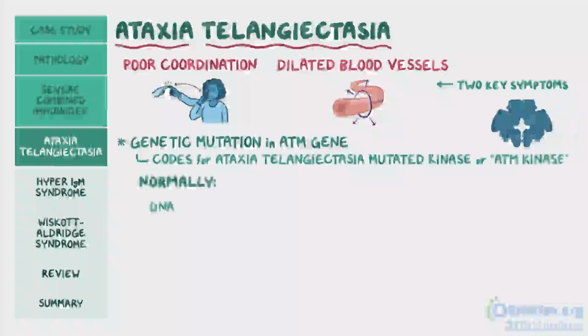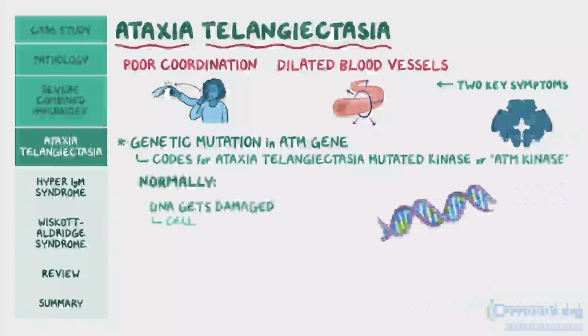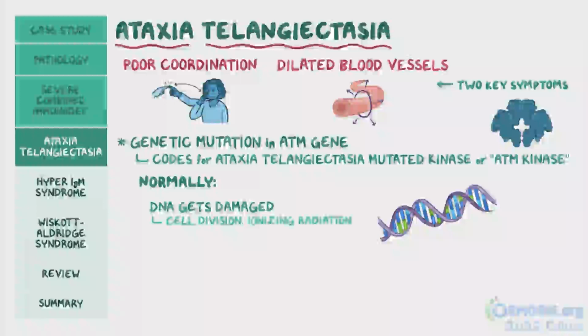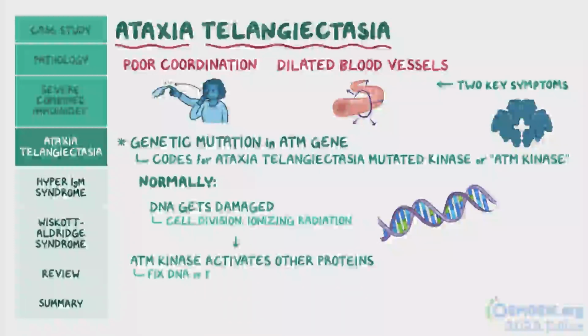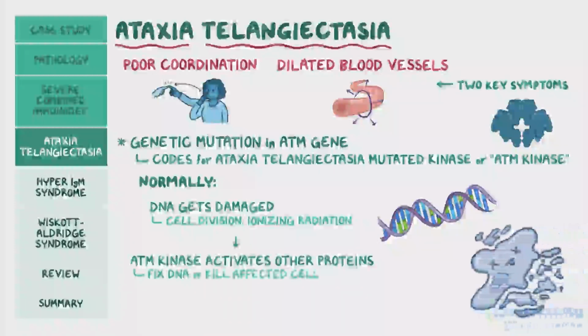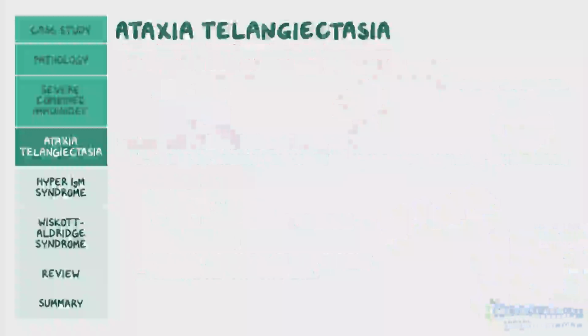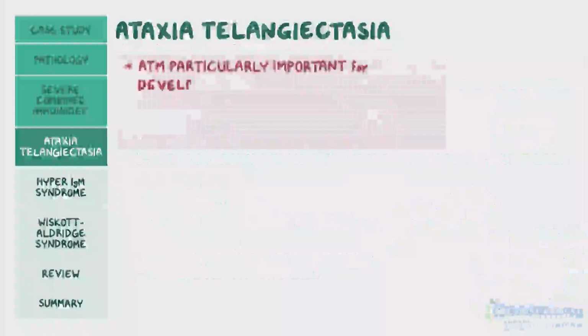Normally, the DNA of the cells in the body gets damaged throughout their lifespan. This can happen upon cell division, as well as from various environmental factors like ionizing radiation. When there's some kind of DNA damage, ATM kinase activates other proteins, which will either fix the DNA or kill the affected cell.